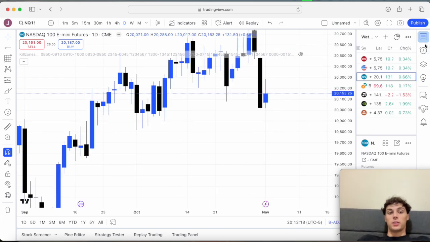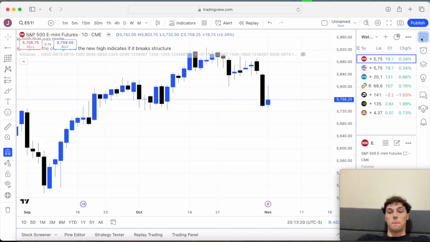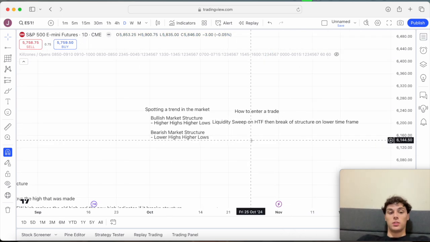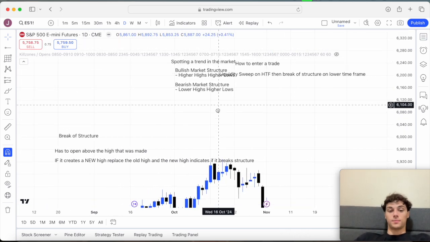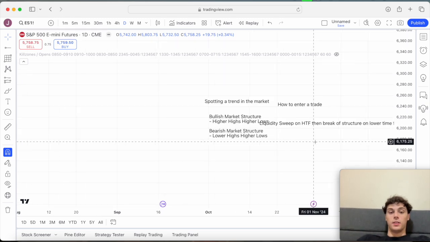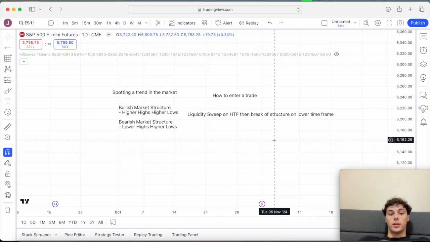And we're going to go back to S&P. So right here, spotting a trend in the market. All you need is for bullish market structure, all you need is higher highs, higher lows. Bearish market structure, you need lower highs, lower lows.